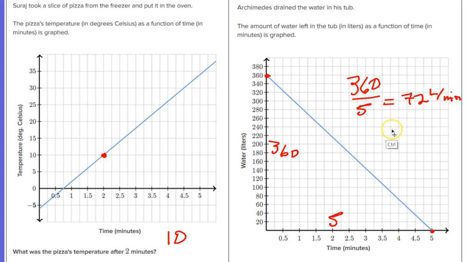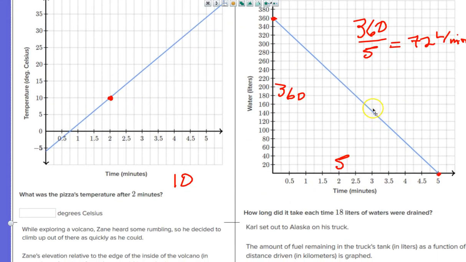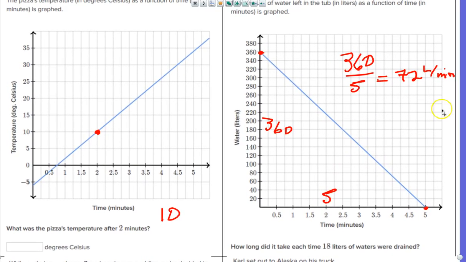Okay, so now we can read the question, see what it wants. How long did it take 18 liters to drain? So how long did it take each time 18 liters were drained? It's exactly the same as the crisscross applesauce, but hopefully you saw how difficult that was to do, so you're just going to guess from that one. So how long did it take to go from 360 down to, let's just say 340, because it wants 18 liters to drain. It's going to be a little bit before 340, so it's about right there.